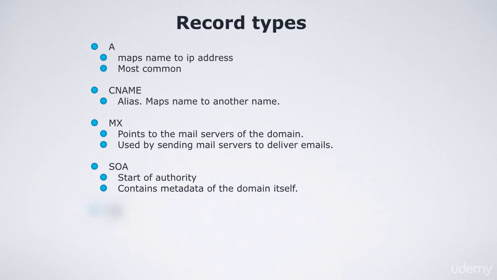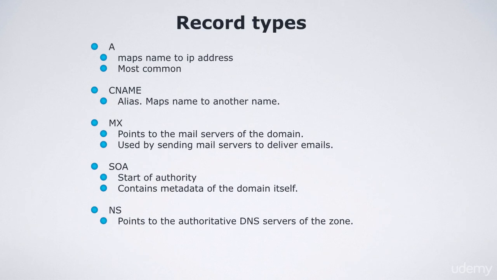The last record type I want to mention is the NS record. This record points to the IP addresses of the DNS servers that are authoritative for the domain. By asking for the NS record of a specific domain, you will find out the source of the information, where the information about the zone actually originated.